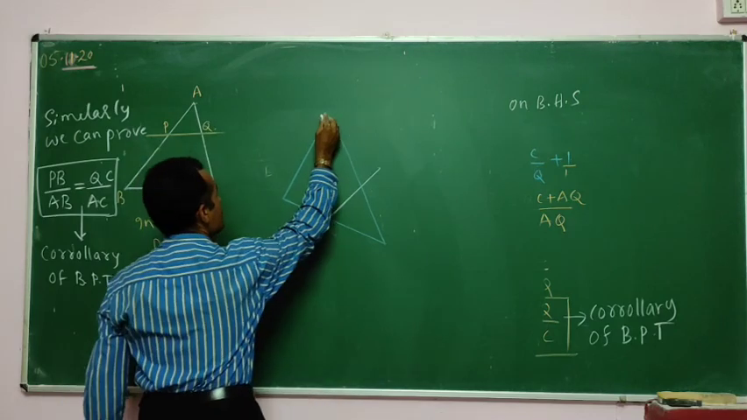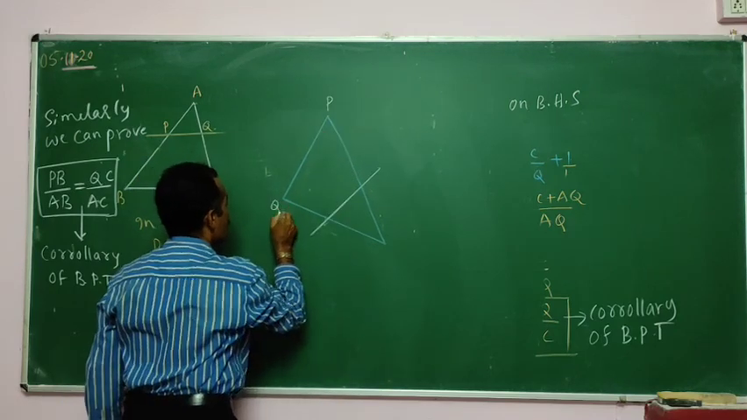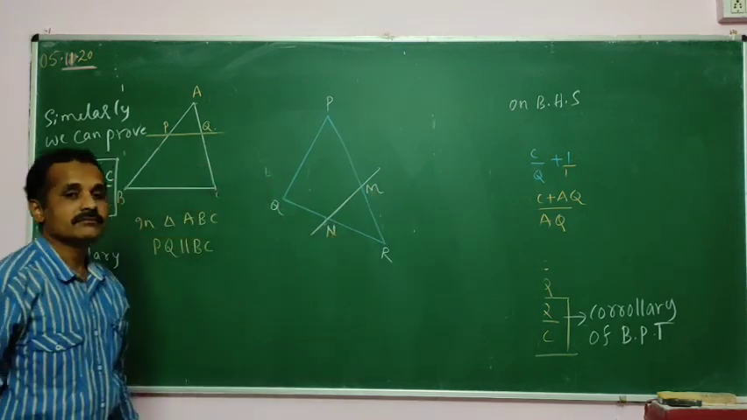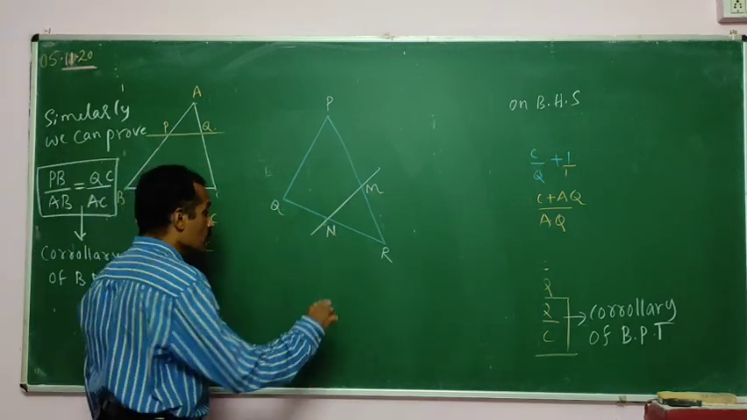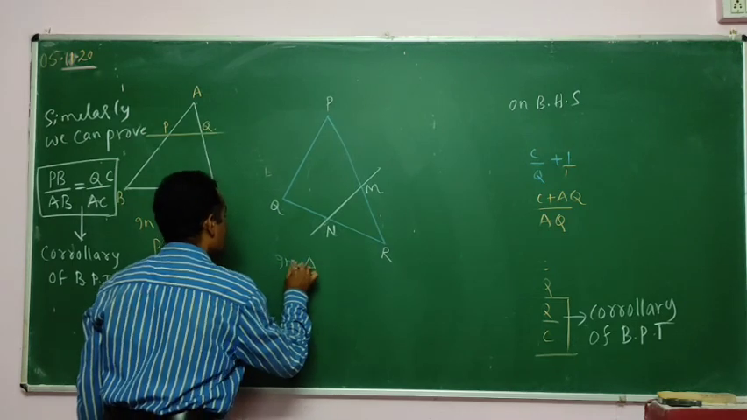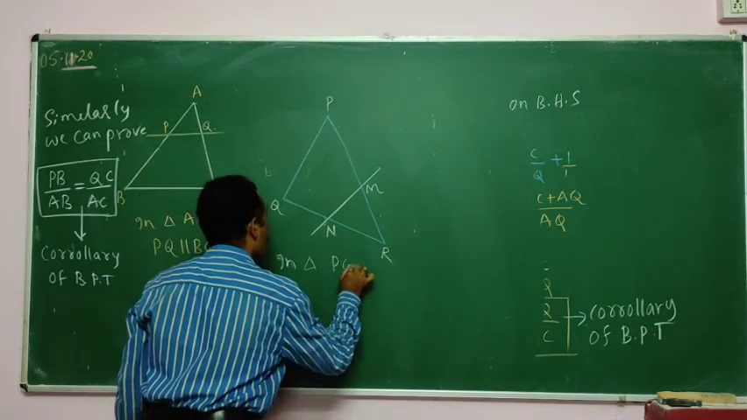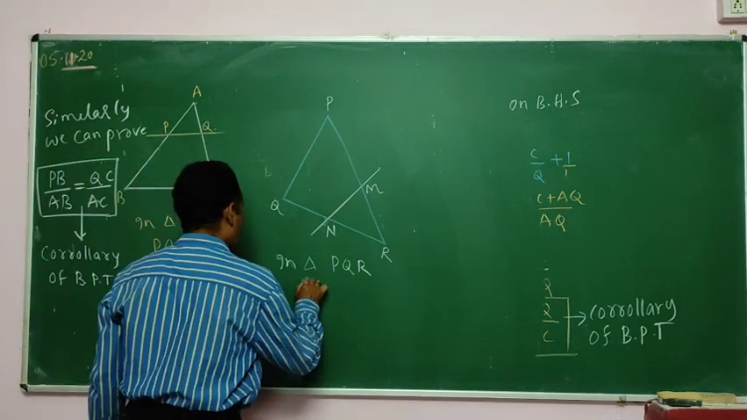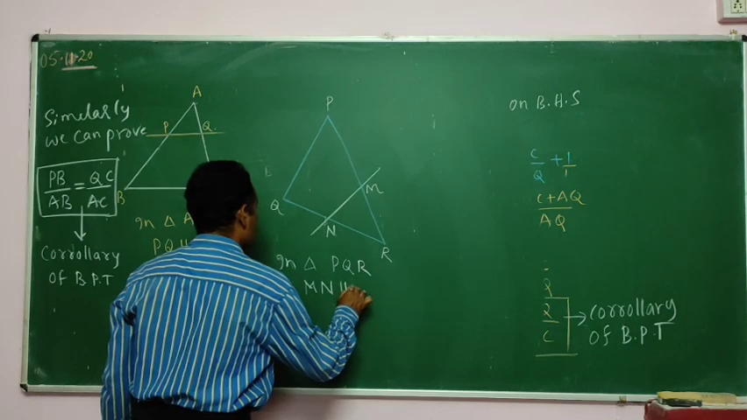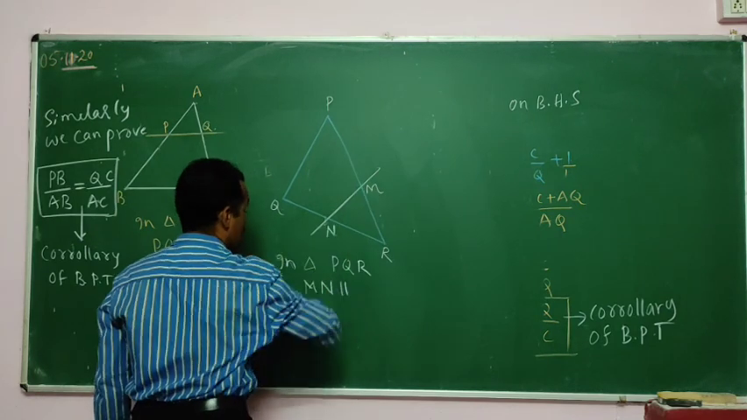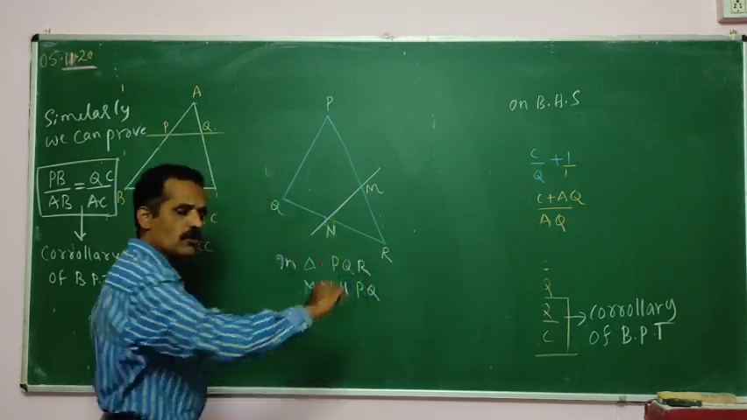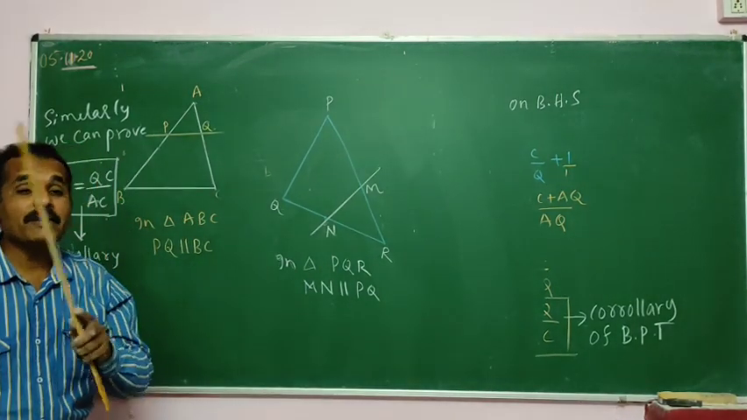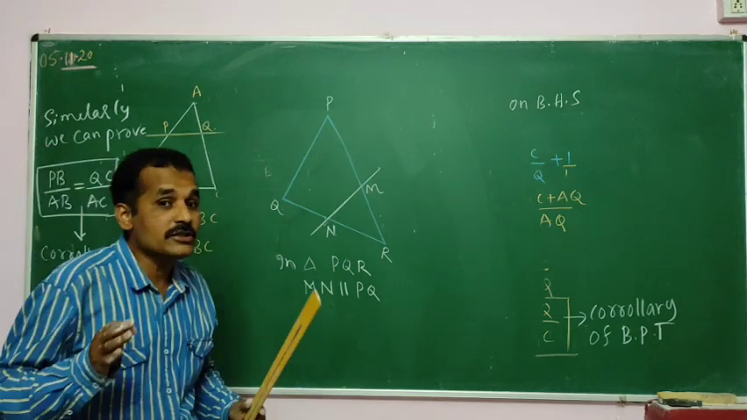I will call it P, Q, R, M, N. I am giving you triangle PQR. In triangle PQR, MN is parallel to PQ. If I look at it like this, what does the BPT, the basic proportionality theorem, say?